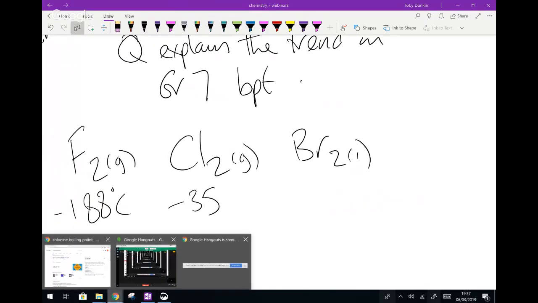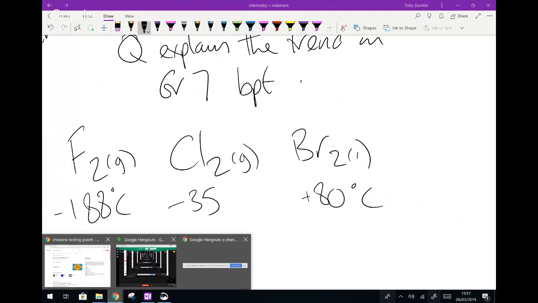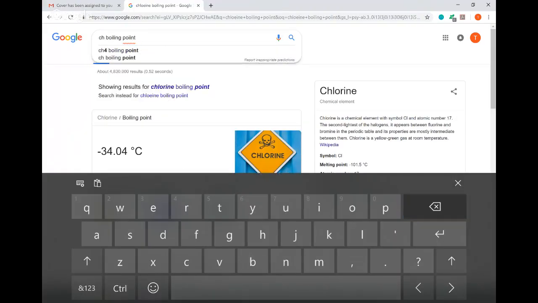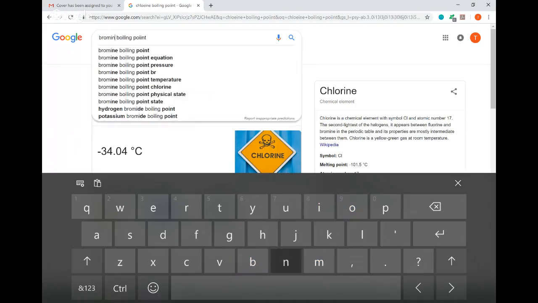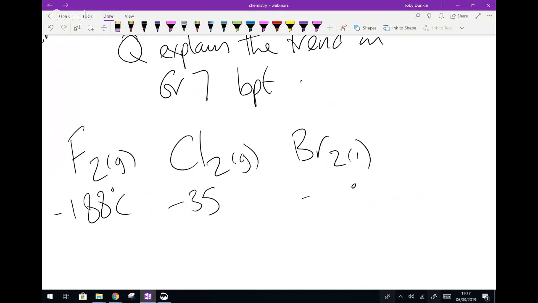Brown liquid, absolutely terrifying. I'm going to say a boiling point of plus 80. I'm going to say it's about 80 degrees. I'm going to be way off. Oh, no. Come on, give me 80. Come on, be closer. Bromine, come on, 80. Come on, 60. 60, plus 58 degrees Celsius.